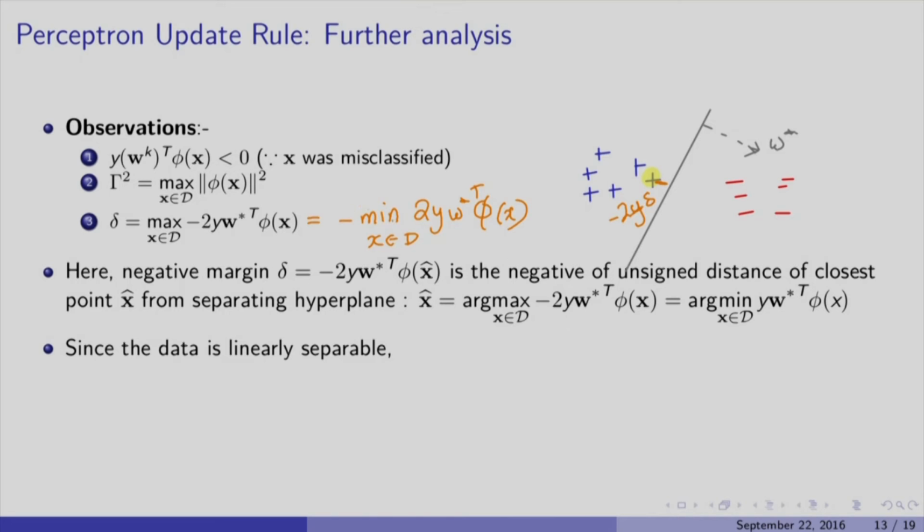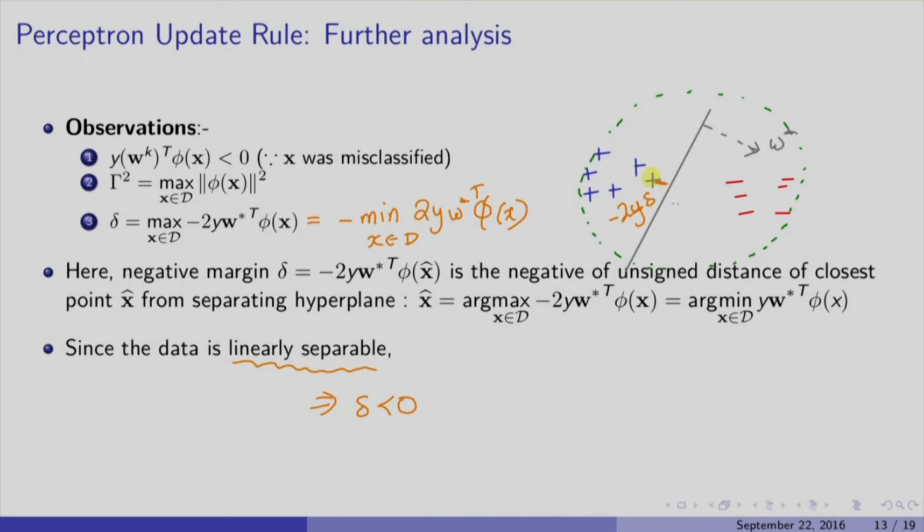So this minus of min is the same as max of the minus. Now what can we say about delta? Well, we know that the points are linearly separable, which means that delta, which is the negative of the shortest distance, should certainly be less than 0. We will also assume that the points lie bounded within a sphere of finite radius.